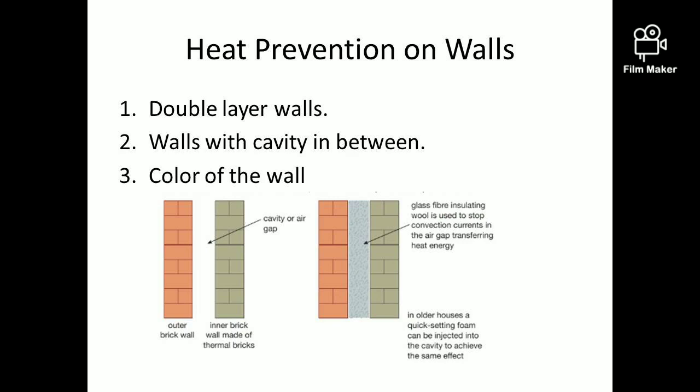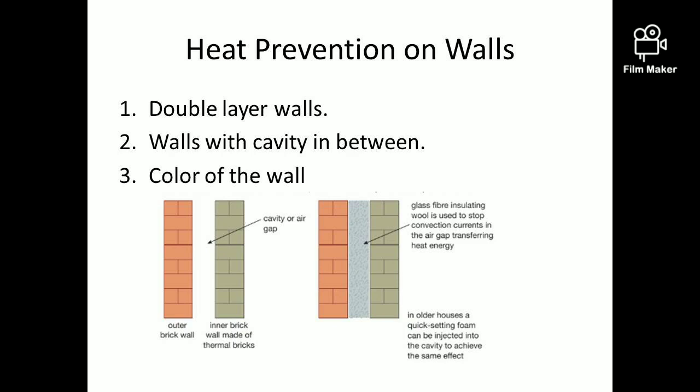In this slide, we are going to discuss heat prevention in walls. In the same way as energy waste in the roof, part of our energy may be wasted through walls. The first technique we use is a double layer wall, and we fill up the cavity between the layers with some kind of insulation material. What is the advantage of that?